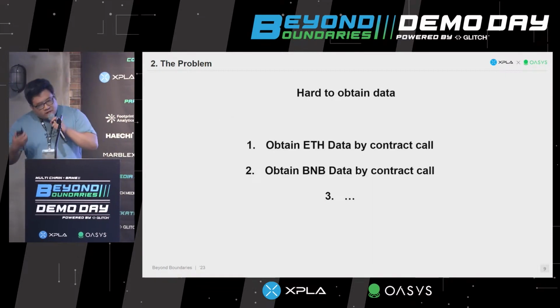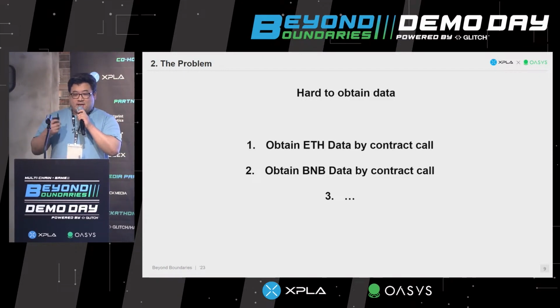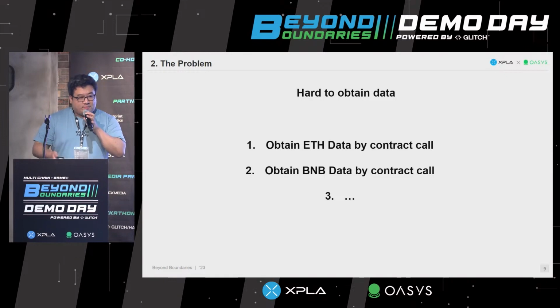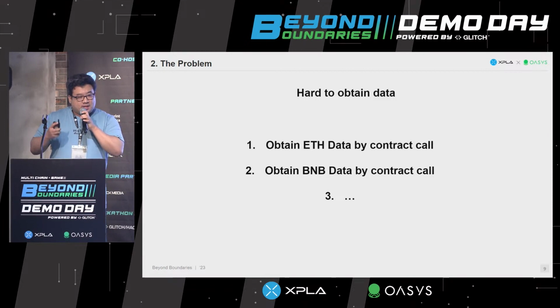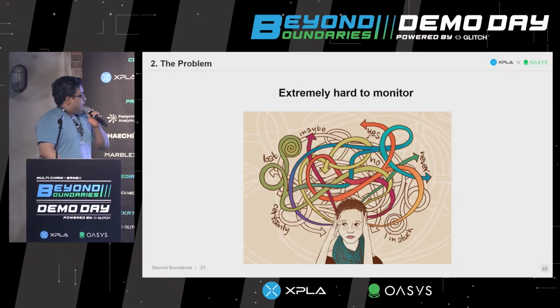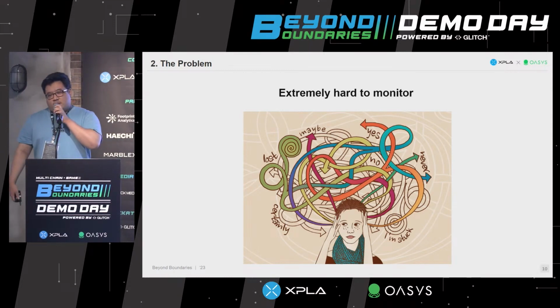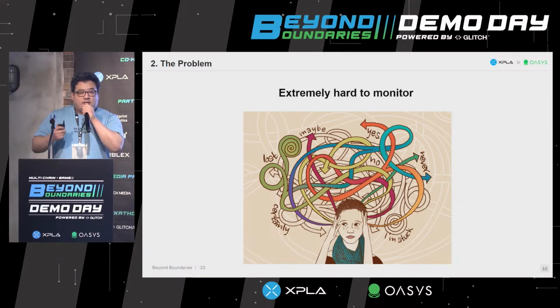So in the traditional way, what the developers would do was first obtain data from ETH from the contract call. Second, obtain BNB from contract call. Third, Oasis. And fourth, XPLA, and so on. So we have to do lots and lots of data aggregation, and that's a burden to Web 2 programmers or the game developers. It's extremely hard to monitor, and this becomes a major problem because even experienced developers are having a hard time.